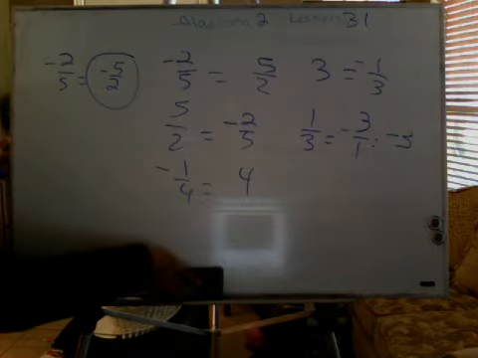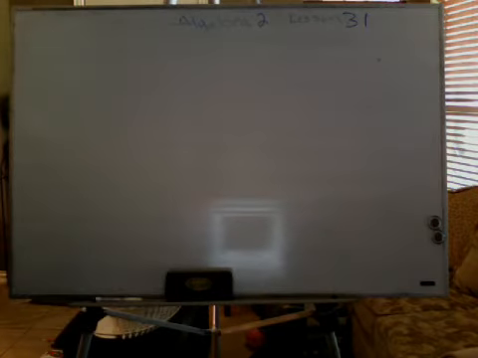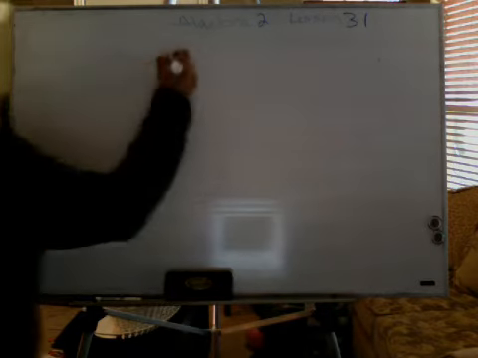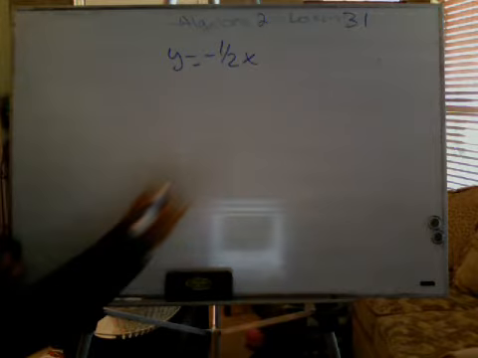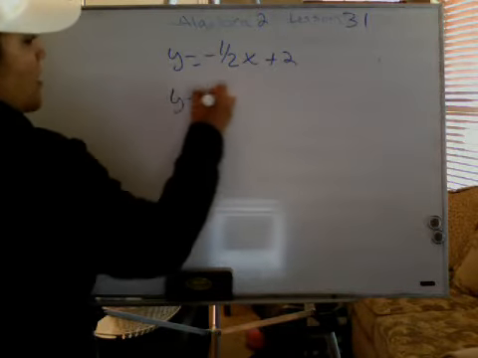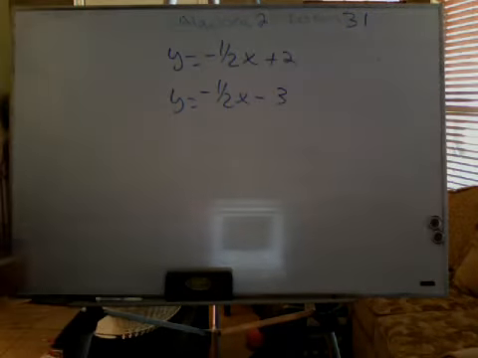Now we're talking about perpendicular lines. If we're graphing two equations, let's look at these two equations. y equals -1/2 x plus 2, and y equals -1/2 x minus 3. They look like they're kind of the same, but they're not. They have the same slopes, both -1/2, but they have different y-intercepts. One's at +2, one's at -3.